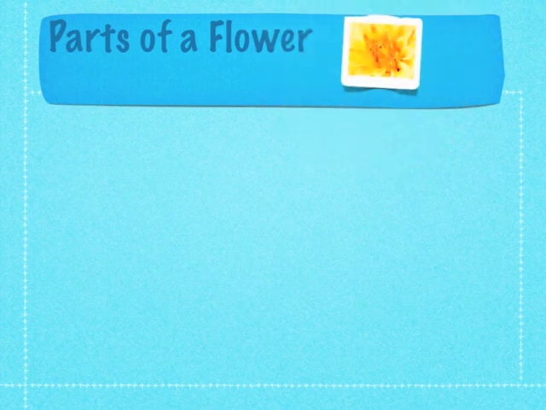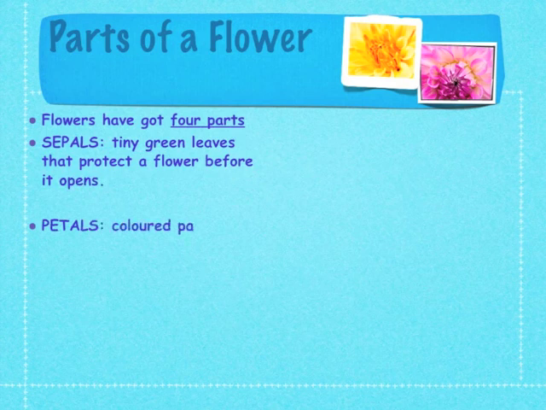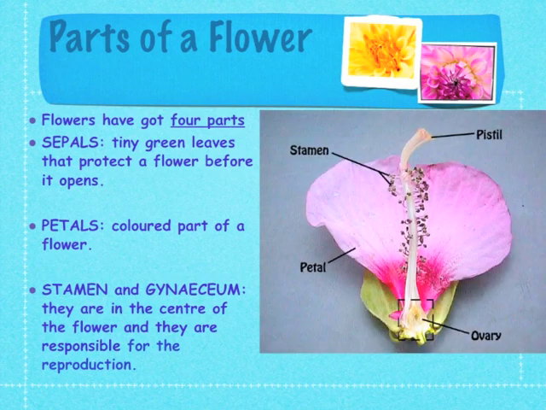Parts of a flower. Flowers have got four parts. Sepals, tiny green leaves that protect a flower before it opens. Petals, colored part of a flower. Stamen and gynoecium. They are in the center of the flower and they are responsible for the reproduction.